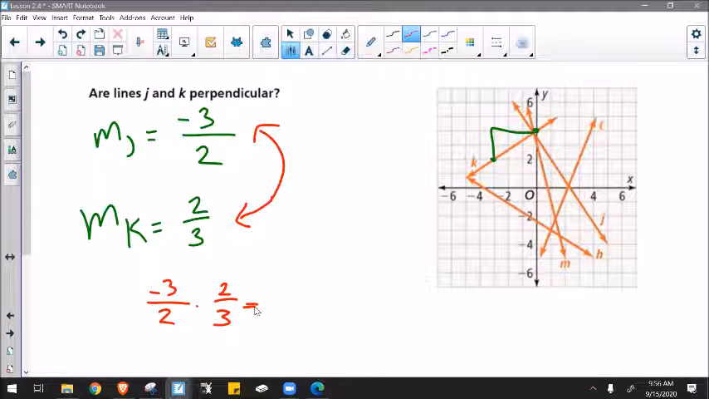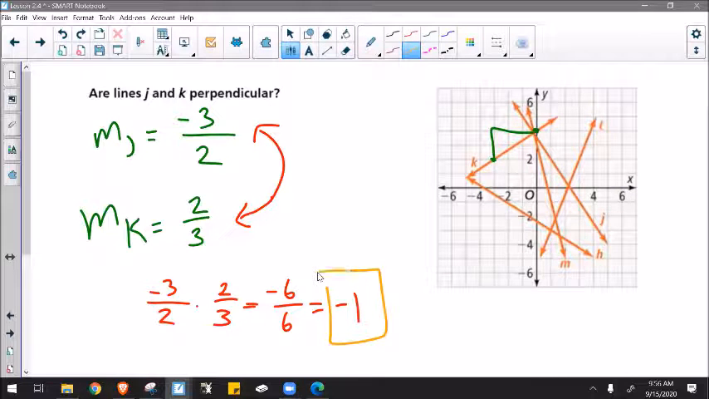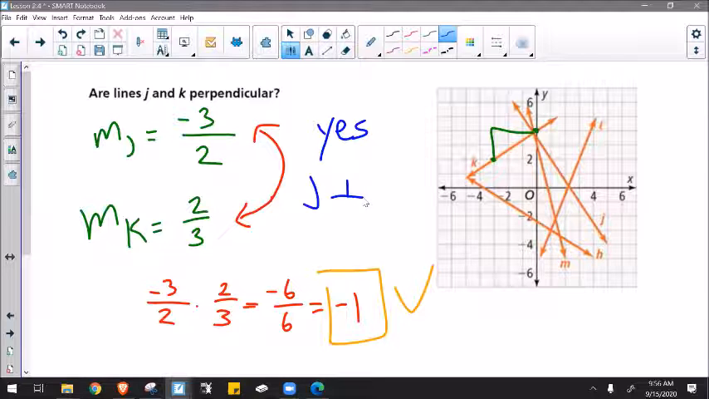So -3/2 times +2/3 gives you -6/6. Right? Remember, when you multiply fractions, you just go straight across. And -6/6 simplifies down to -1, which is what we wanted. Our theorem says if you multiply them together and you get -1, that means they're perpendicular. So we could say yes. You could say line J is perpendicular to line K. Remember that upside down capital T? That means perpendicular.